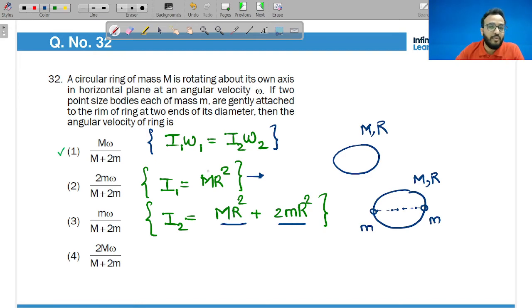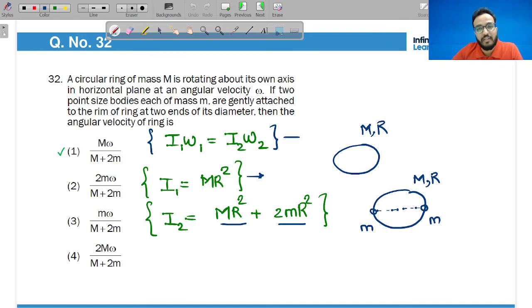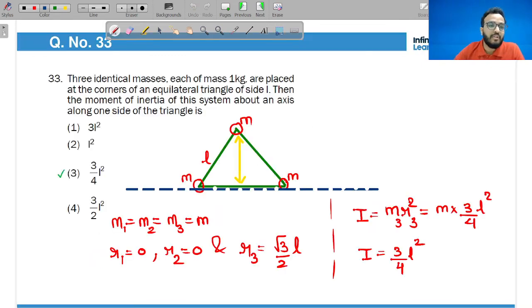That's all. Now you put the values and get your answer. Use this equation number 1, right? Now question number 33. Three identical masses. Can you see three identical masses?